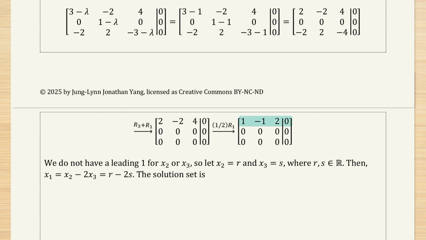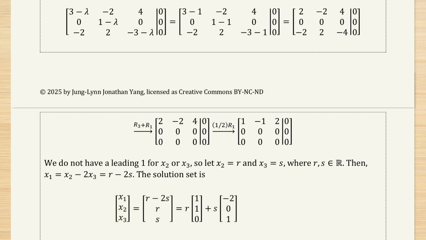The matrix tells us x1 minus x2 plus 2x3 equals 0. Solving for x1, we have x2 minus 2x3, or r minus 2s. The solution set in vector form is x1 equals r minus 2s, x2 equals r, and x3 equals s, which can be expressed as r multiplied by the vector 1, 1, 0, plus s multiplied by the vector -2, 0, 1. Interestingly enough, we get 2 eigenvectors from this eigenvalue, a geometric multiplicity of 2.